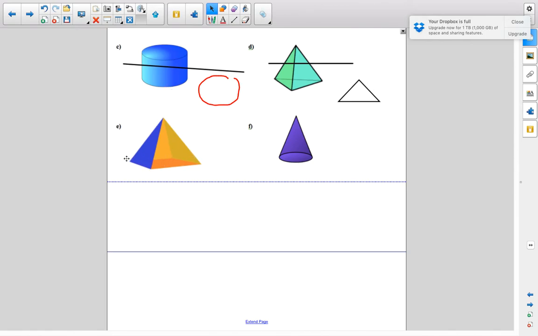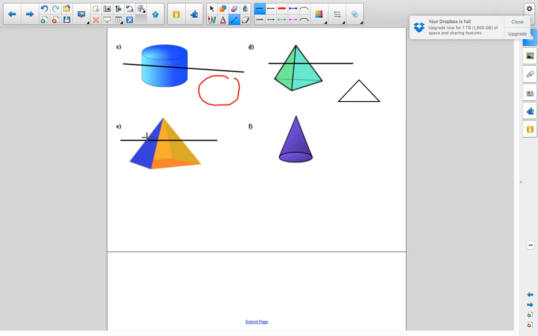Now here, when I cut through this pyramid, since the base is a rectangle, and I'm making a cross section that's parallel to my base, this time I'll get a rectangle. It'll look like the base. Okay, it would be smaller than the base because I'm not close to the base. The farther away I get from the base with the pyramid, the smaller it will get.